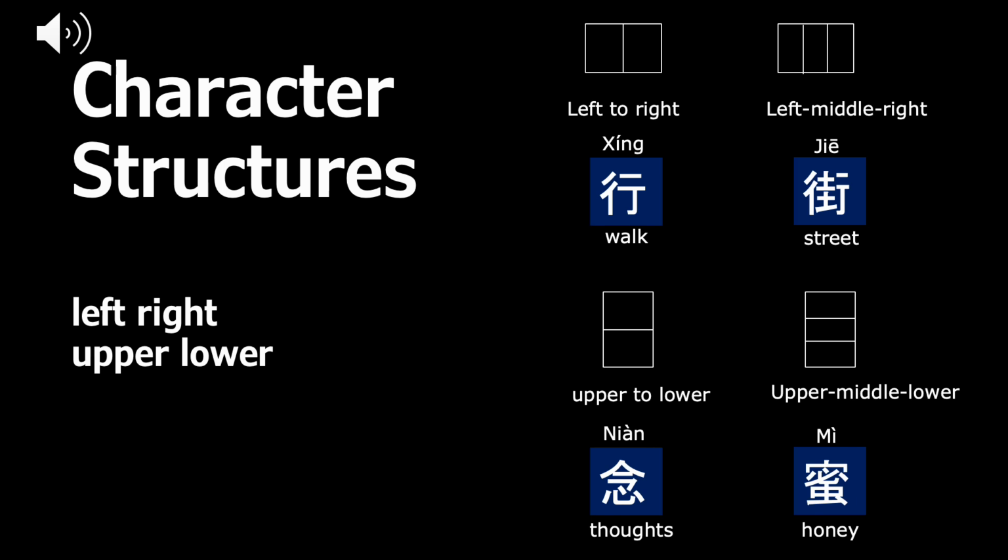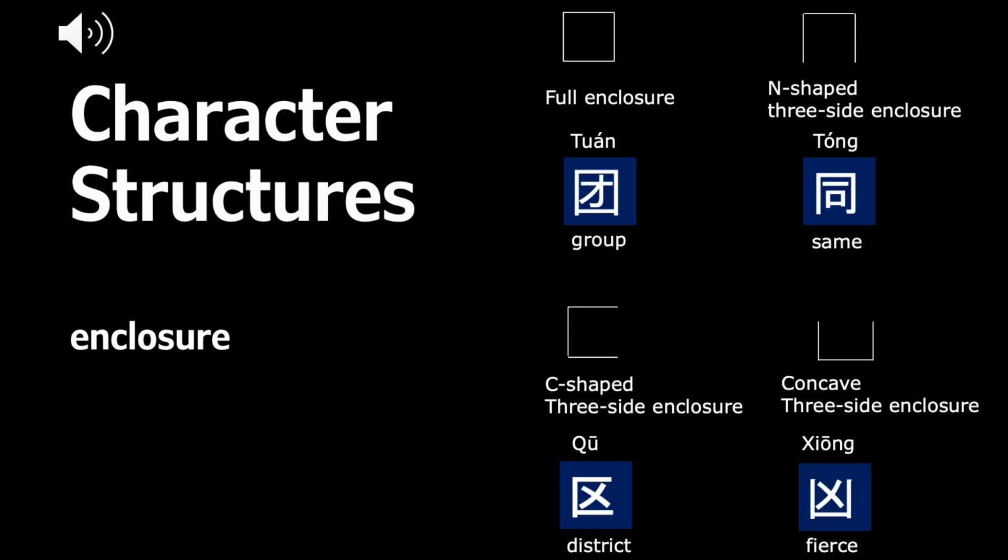Upper to lower, 念 salts. Upper middle lower, 蜜 honey. Enclosure. The examples are 团 group, 同 same, 区 district, 凶 fierce.